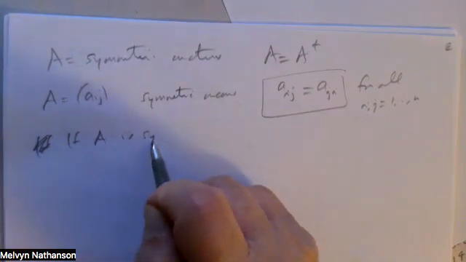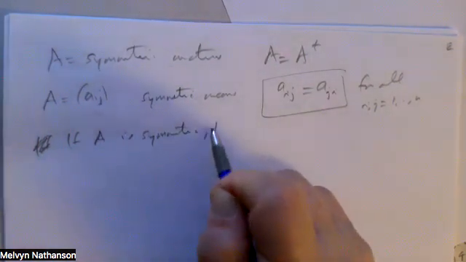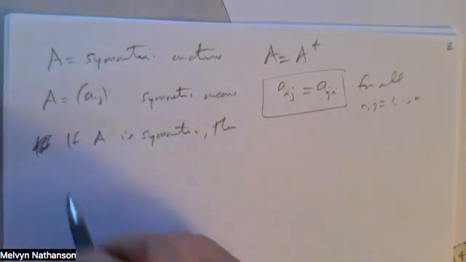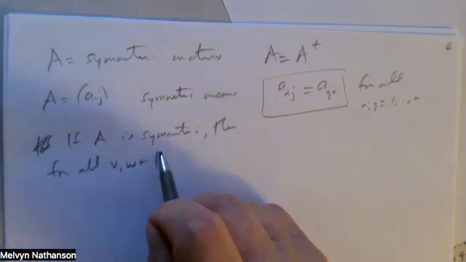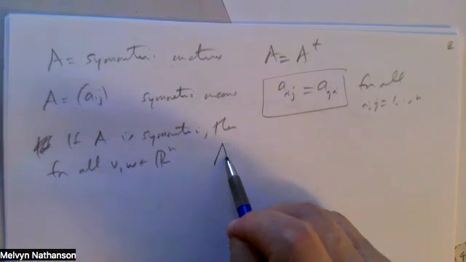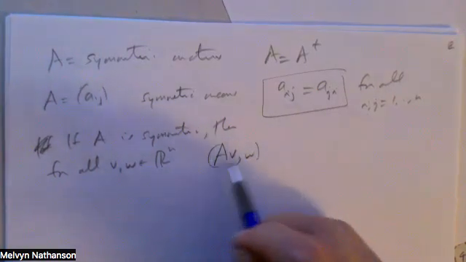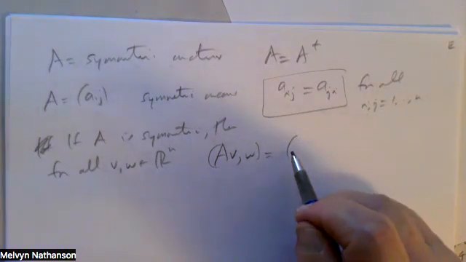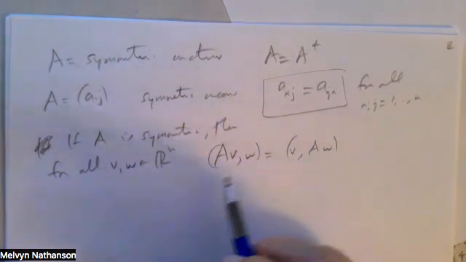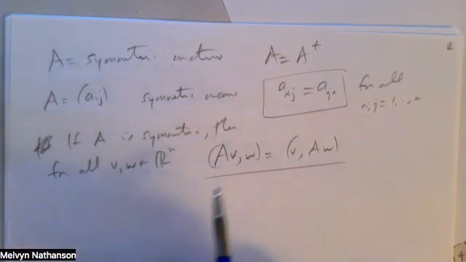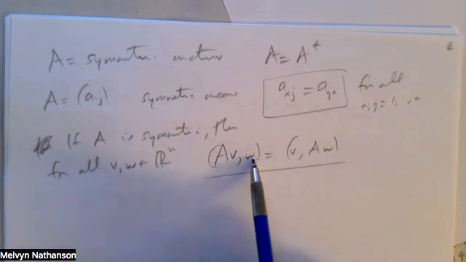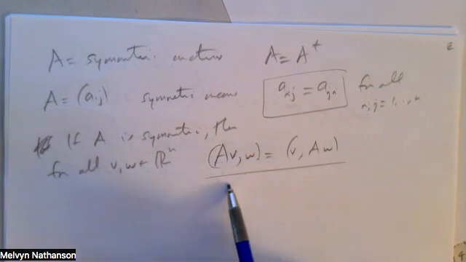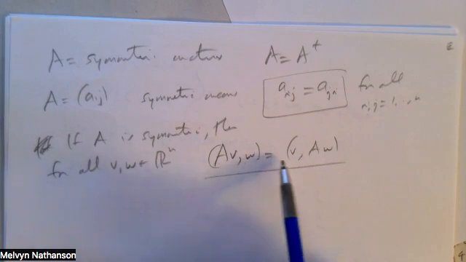And if A is symmetric, then it has the following very beautiful property. For all vectors v and w in my vector space, let's say Rn, if I apply A to v and take the inner product with w, that's the same as the inner product of v with Aw. So you can move this linear transformation from left to right or right to left in this inner product formula. The inner product of Av with w is the same as the inner product of v with Aw.